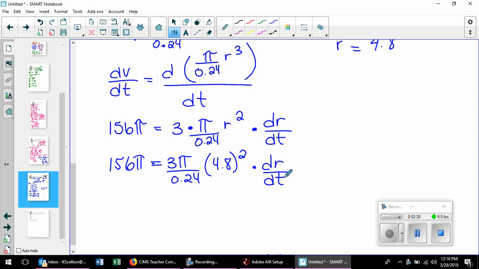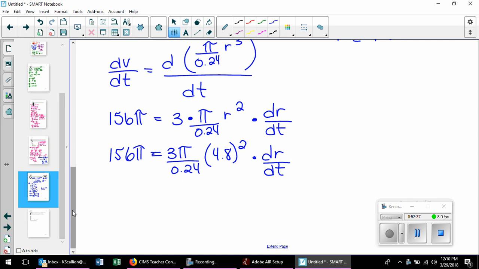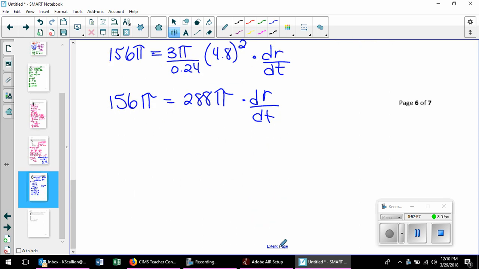Oh, okay. You want me to divide by 5? It would make it easier. Well, equals 288 times dr dt. Now what do I do? Divide.